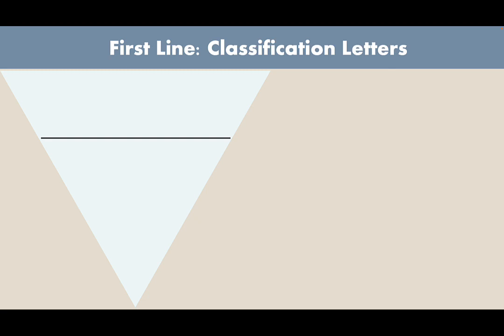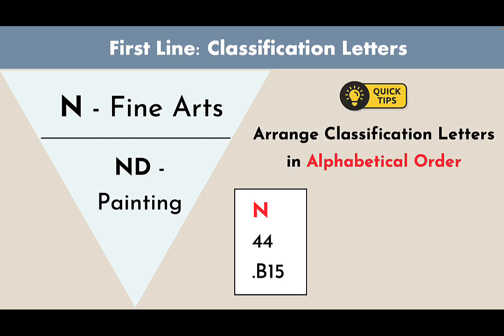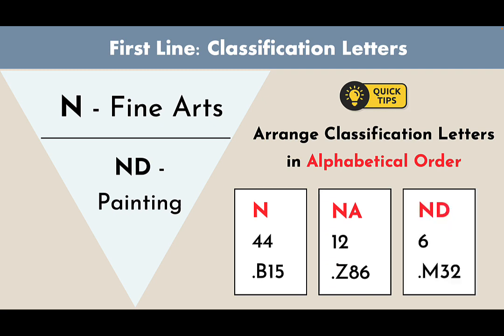In the Library of Congress system, each letter has a subject associated with it. For example, the letter N encompasses fine arts. A second letter is added to define a more specific area of study within that subject. For instance, ND narrows the focus to paintings. Remember, we read a call number line by line. Here's a quick tip. Since the first line is made up of letters, you should arrange them in alphabetical order. N comes before NA, which comes before ND.